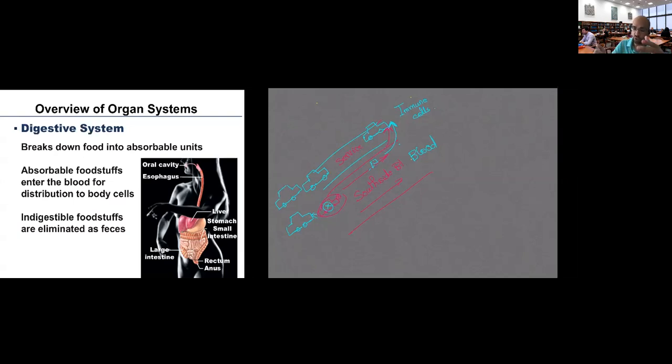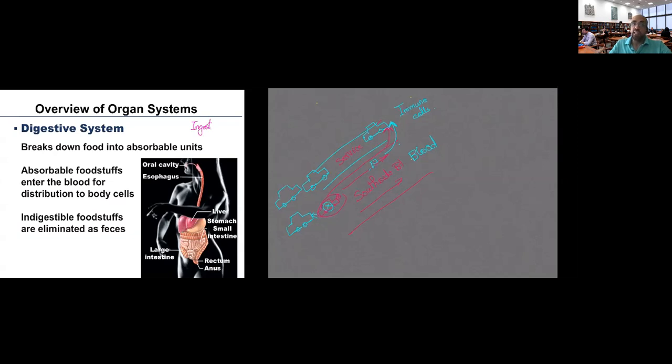So what are the functions here of the digestive system? First function is your ability to ingest. So you can't eat through your skin, for example, or through your muscles, or through your brain. You can only eat through your mouth, which is part of the digestive system. So the very first function is your ability to ingest.